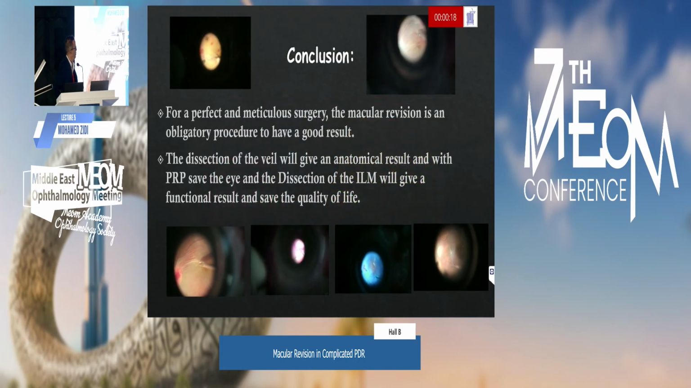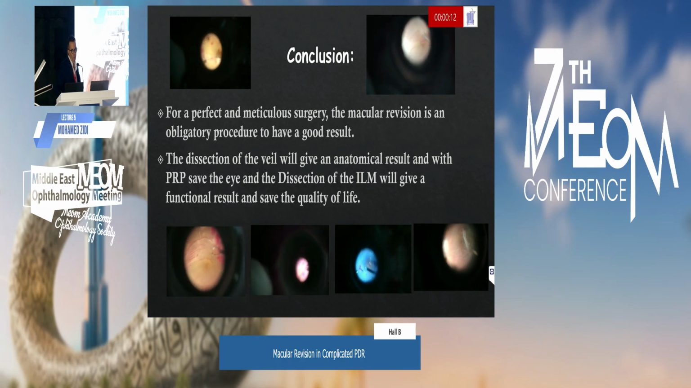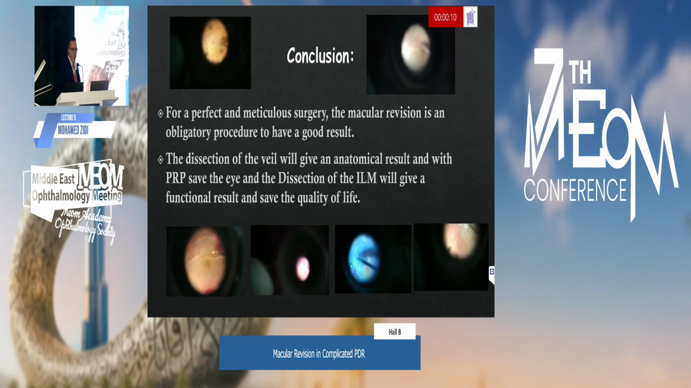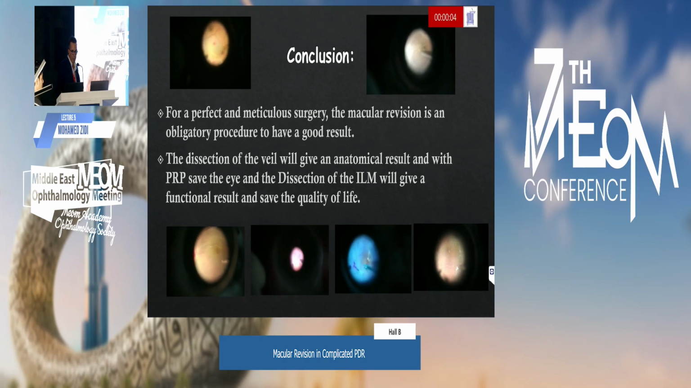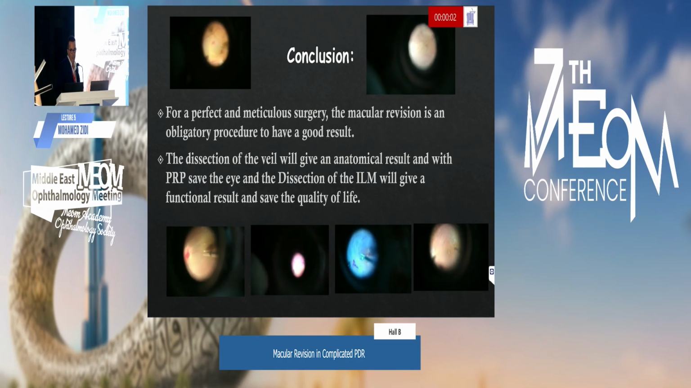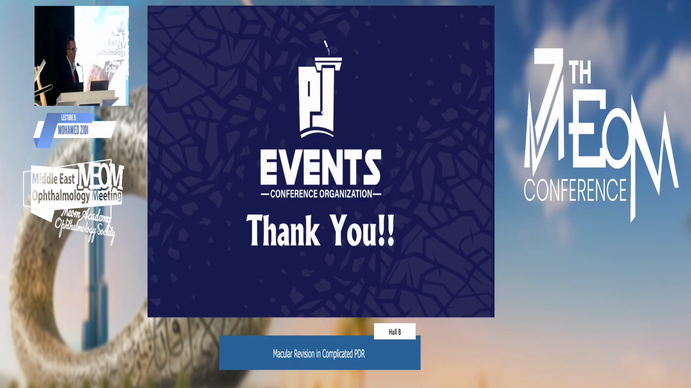And in conclusion, I can say that for a perfect and meticulous surgery, the macular revision is an obligatory procedure to have a good result. But the dissection of the veil will give an anatomical result, and with PRP save the eye, and the dissection of ILM will give a functional result and save the quality of life. Thank you.